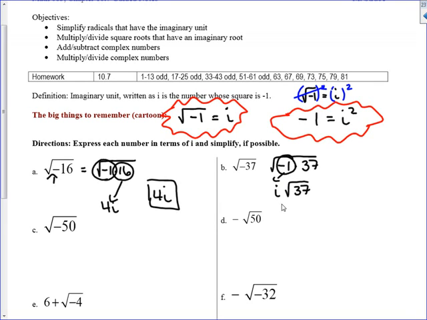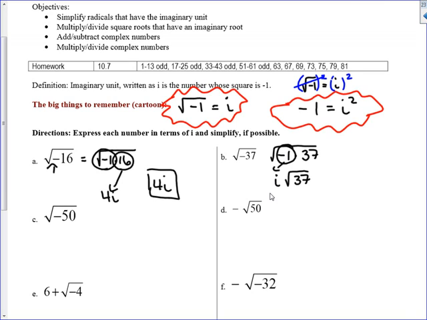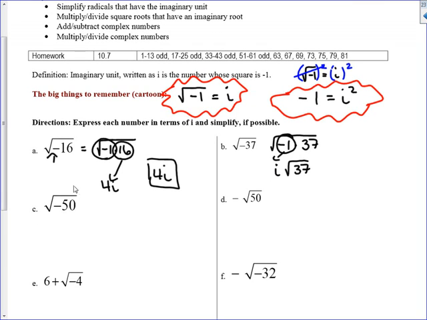The negative's gone. That's the I, getting the negative sign out. So like if I look at C, I see this on a test. Is that going to be an imaginary answer or a real answer? Is there a negative underneath the radical, underneath the square root? So a negative underneath the square root, that's how we know we're going to get the I.